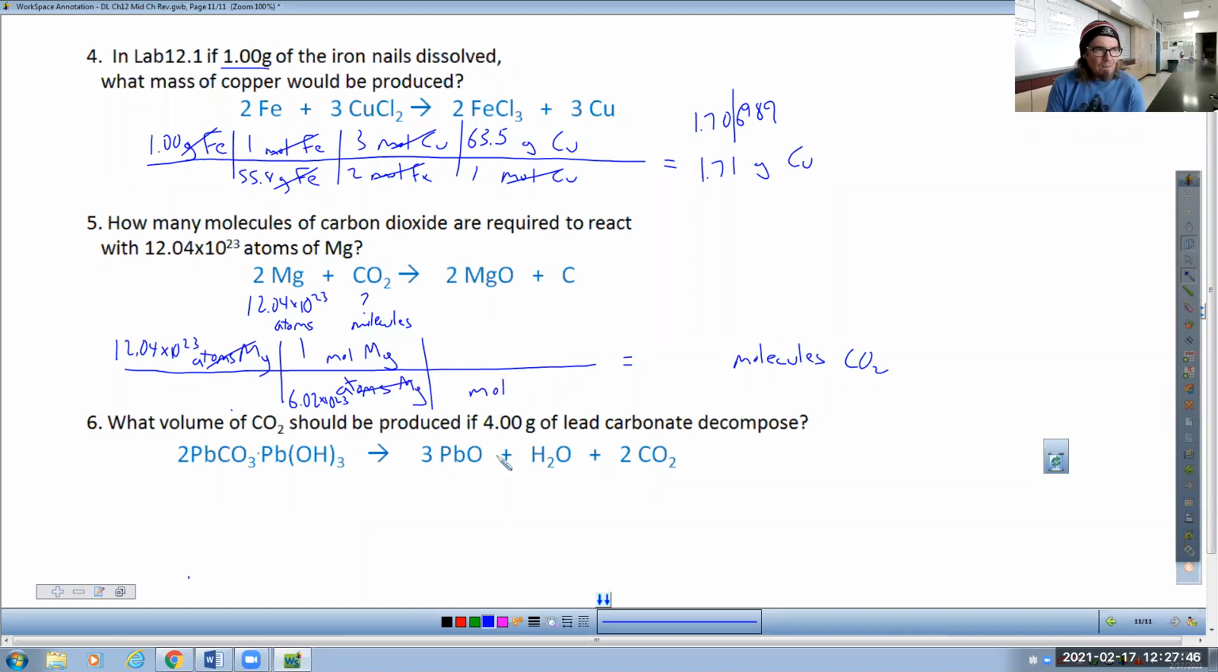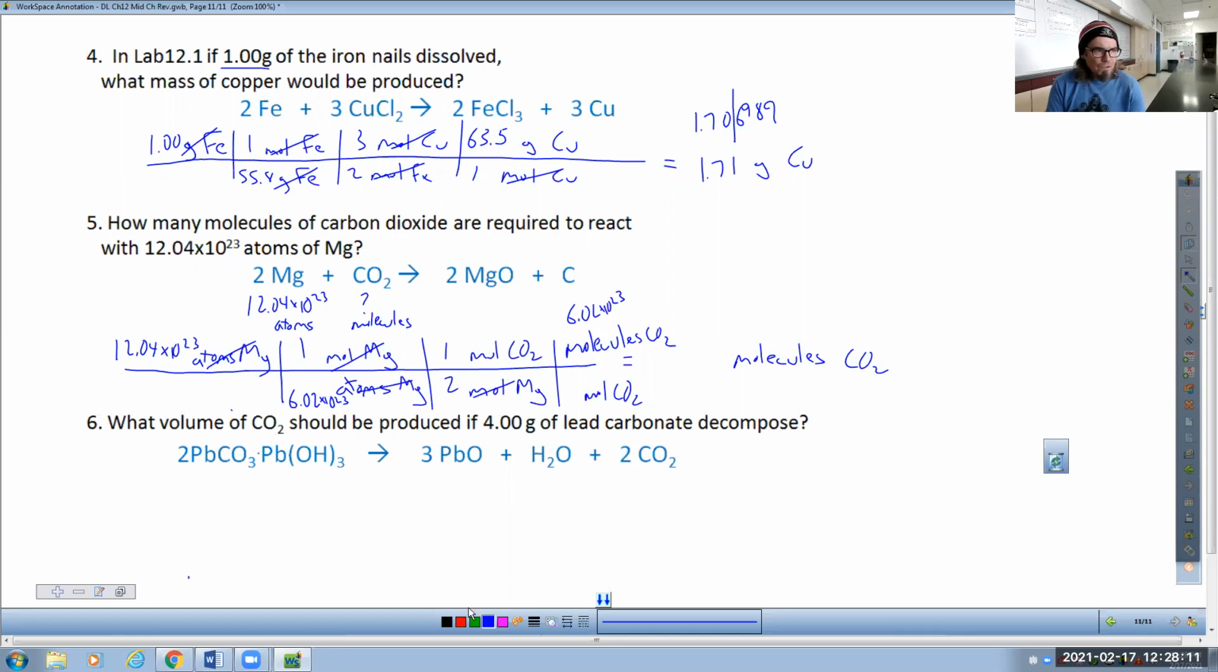We're now out of atoms of magnesium. We're now into moles of magnesium, and we're going to move over to moles of carbon dioxide. The balanced equation says 2:1. And now that we're into moles of carbon dioxide, my last step is to get out of moles of carbon dioxide and into molecules of carbon dioxide. And that is a 6.02 times 10 to the 23rd again.